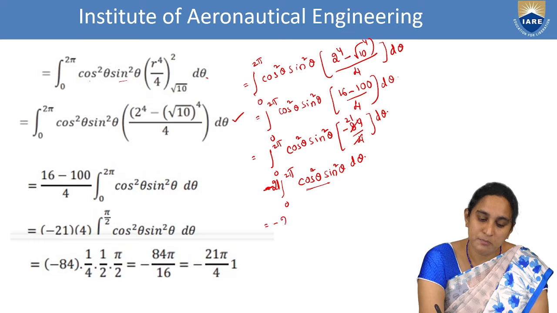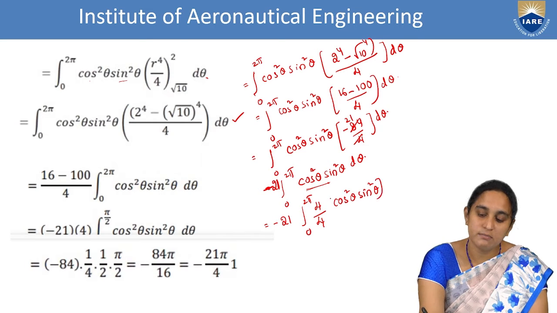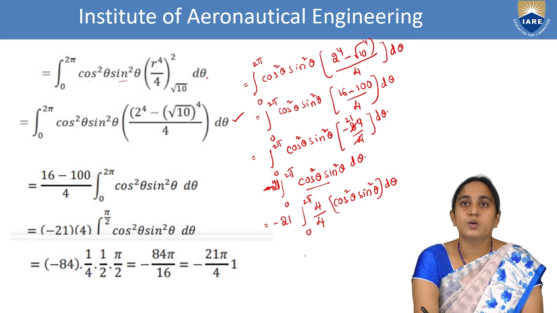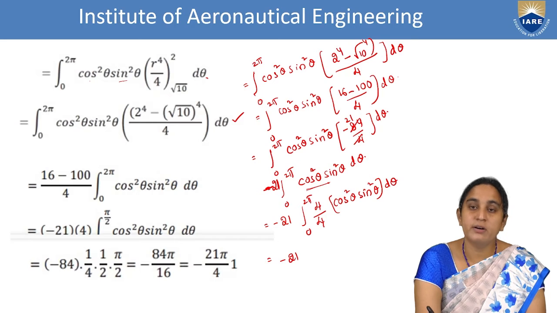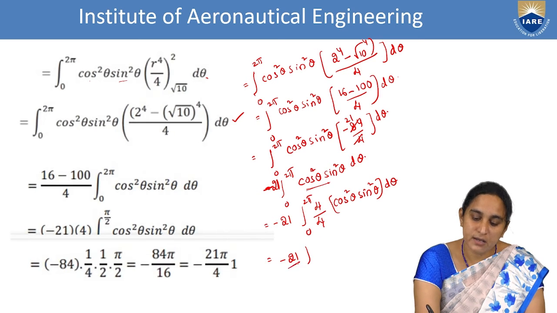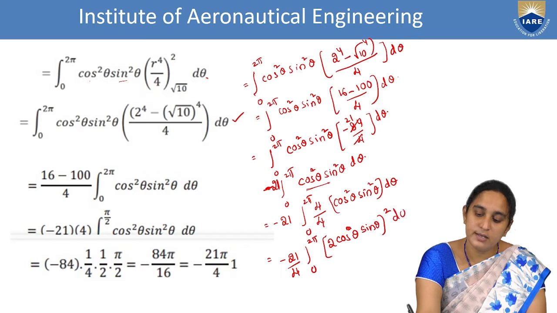From that, I am multiplying and dividing with 4. Why? Because it is in the square terms. That's why I am multiplying and dividing with 4 in cos square theta sin square theta d theta. That is minus 21 into integral. I'll take the denominator outside and the remaining part 0 to 2 pi, 2 cos theta sin theta, I'll take whole square of d theta form.